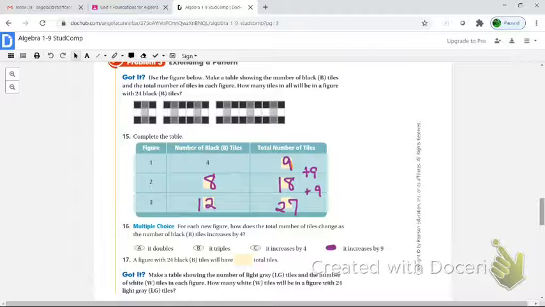Okay, a figure with 24 black tiles will have how many total? So we need to work that out. I think we're going to double this number. If we do 24, that's double 12, and if we double this, that's going to be 54 tiles in all. Okay.